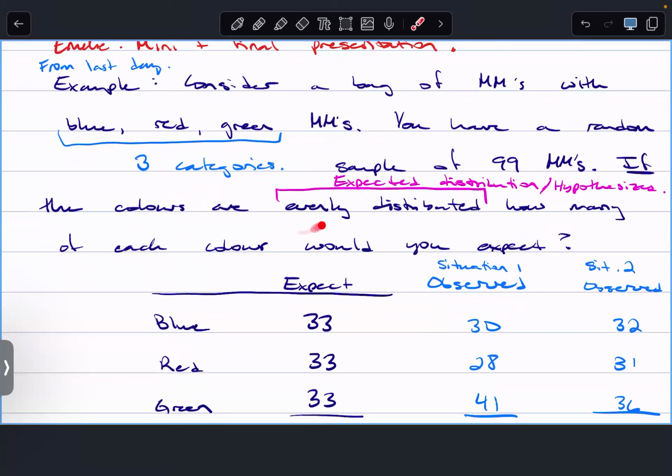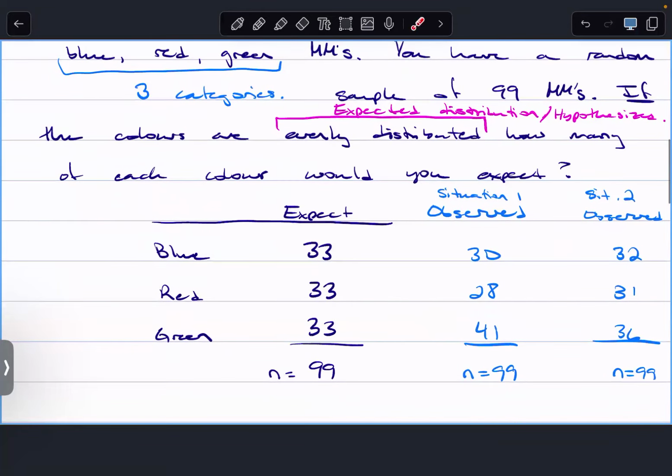If the colors are evenly distributed, right? So that's going to be your expected distribution. How many of each color would you expect? Now, we're not always going to talk about an even distribution, but it's the easiest and kind of most intuitive place to start. And so I would expect those 99 to be spread evenly across the 3 groups. We're aware that if I got an actual bag of M&Ms, I would have some observed counts of each color, and I could count those. And of course, they should add to 99.